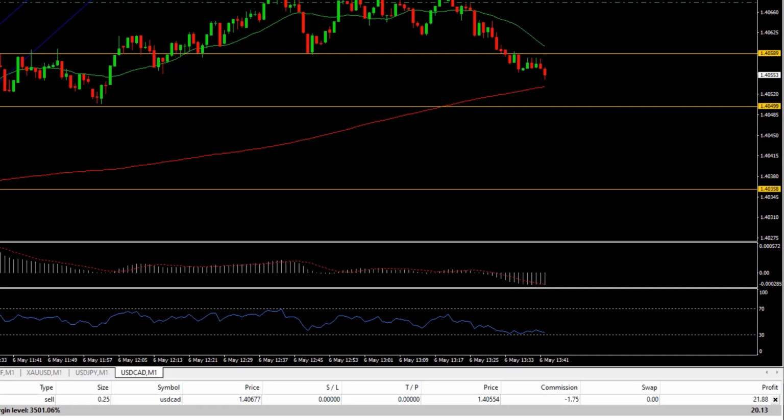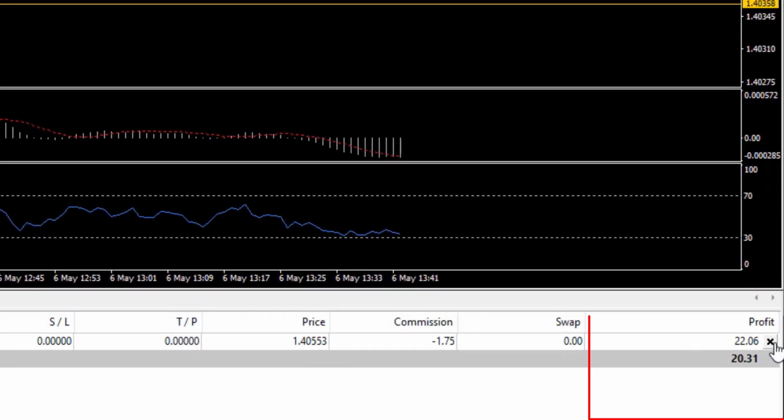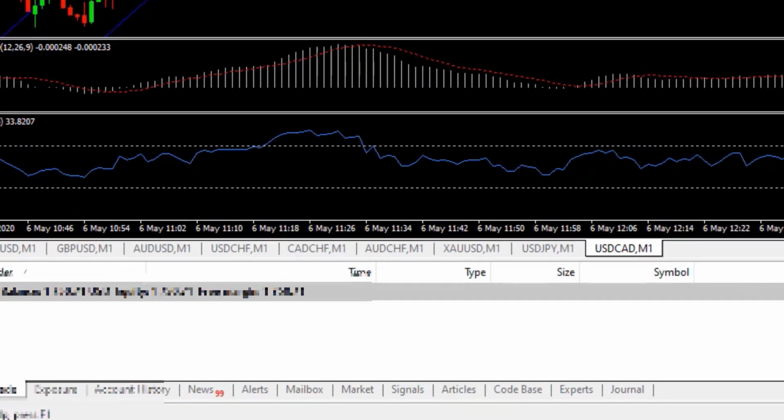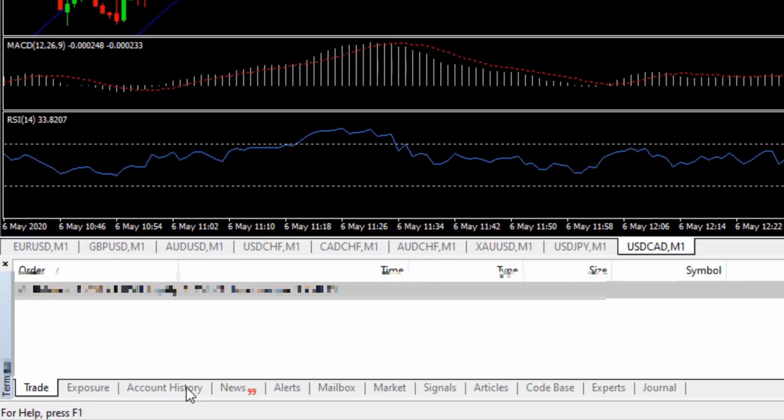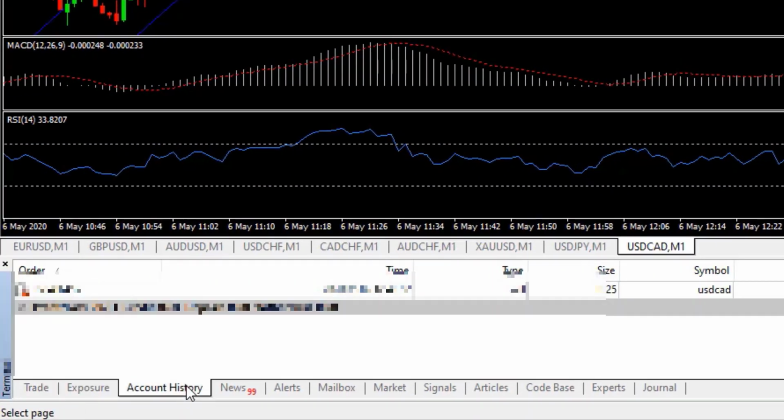Now, I will close my sell position. As a scalper, we should try to avoid to be greedy. That is the most common reason of profit turning into a loss.